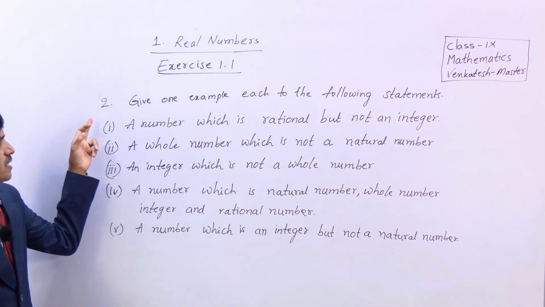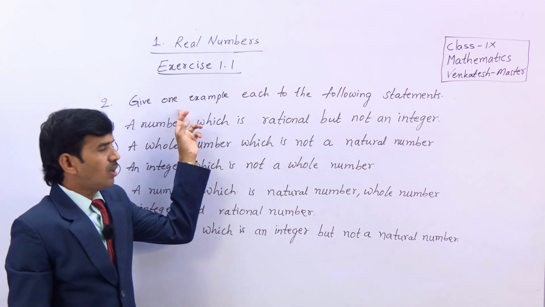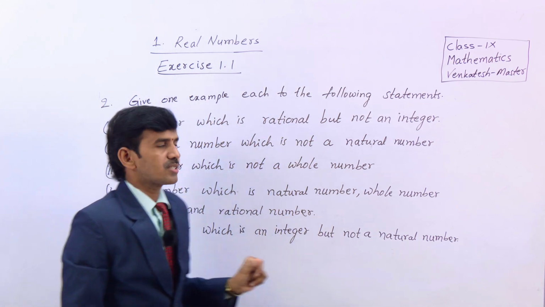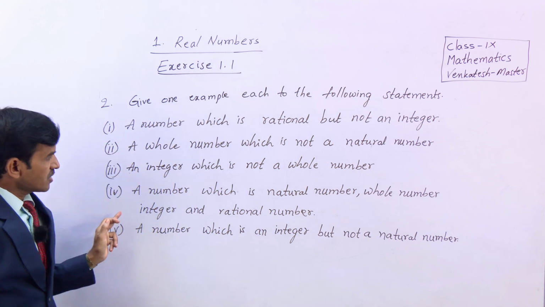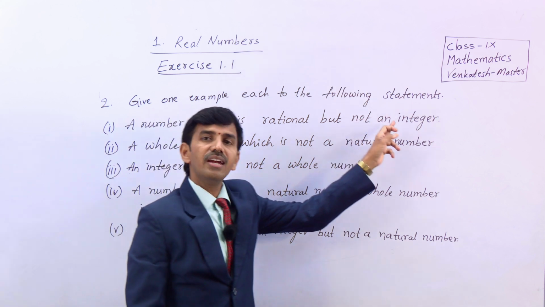Let us discuss the second problem from the first exercise. Give one example each for the following statements. What are the statements? Let us see here. A number which is rational but not an integer.